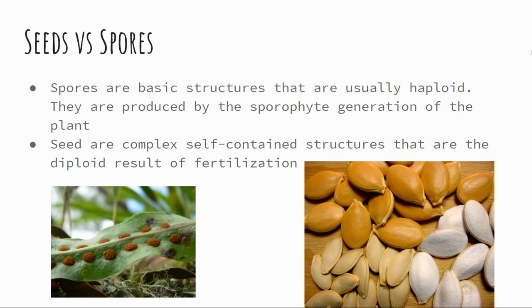All right, so seeds versus spores, 2 completely different things. So spores are basic structures that are usually haploid. They're produced by the sporophyte generation of the plant. In comparison, seeds are typically self-contained structures that are diploid and are the result of fertilization. Okay? So spores are haploid, which are going to be used to carry out fertilization in some capacity. Seeds are the result of fertilization, and they have everything that is needed to grow into a new plant, while a spore does not.